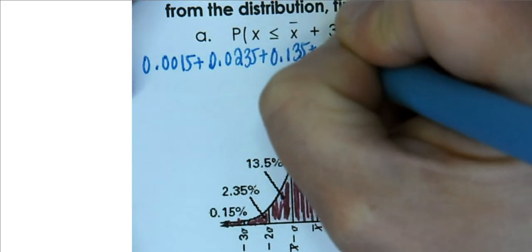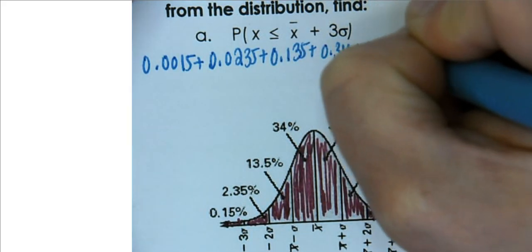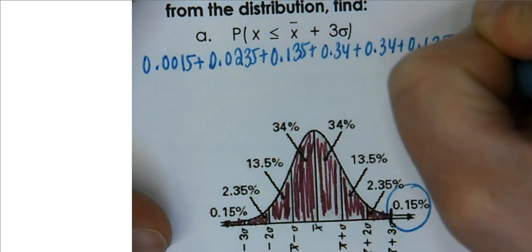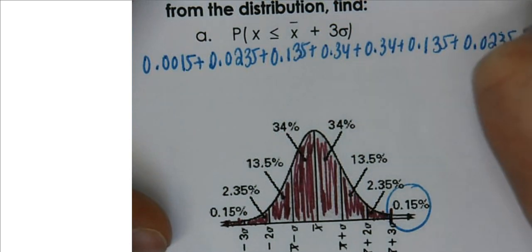So I'm going to write 0.0015 plus 0.0235 plus 0.135 plus 0.34 plus 0.34 plus 0.135 plus 0.0235. And I think that that is it.